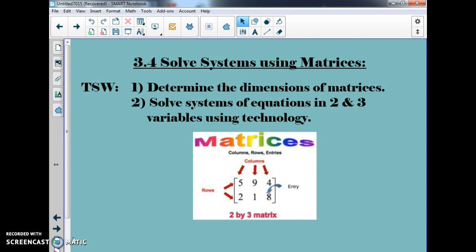Today we're going to go through solving systems of equations using matrices. Our goal here will be to determine the dimensions of matrices and to solve systems of equations in 2 and 3 variables using technology. This is really helpful if you ever end up in a physics class working with electrical circuits, resistance, and all that kind of stuff, and a number of other scenarios where you're going to have multiple variables, especially as they become more than just 2 equations, 2 variables.